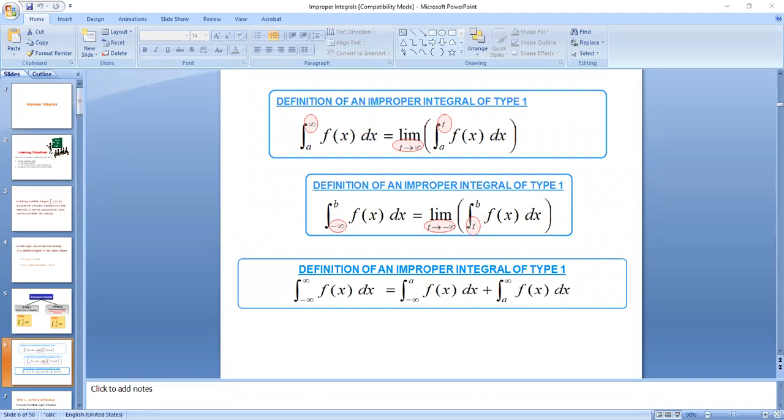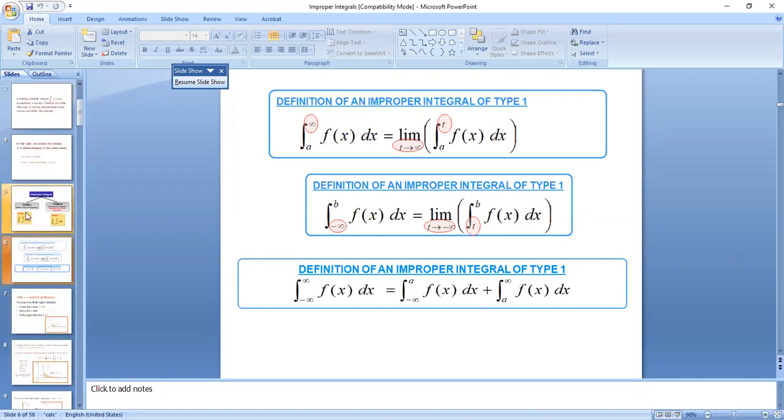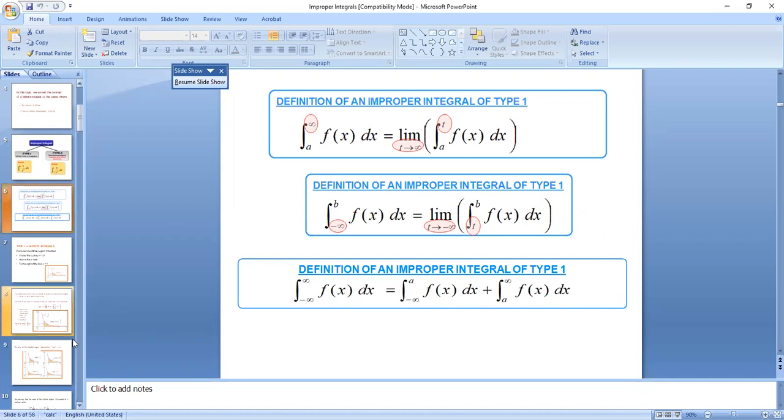So under type 1, we have three cases. It could be upper limit infinity, it could be lower limit negative infinity, or it could be both limits which are infinite. Okay? Now I will continue. Please raise concerns, questions if you have any.